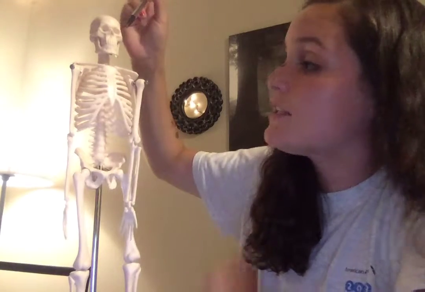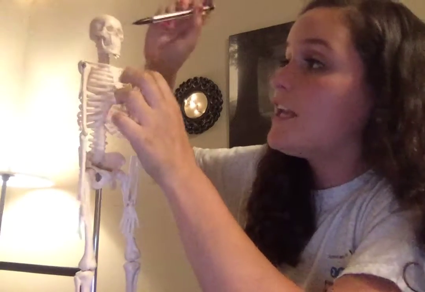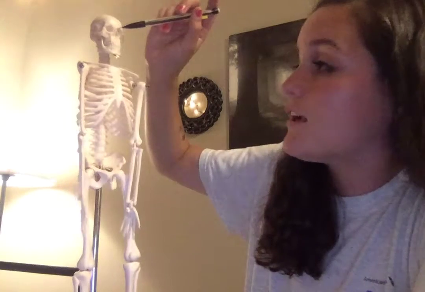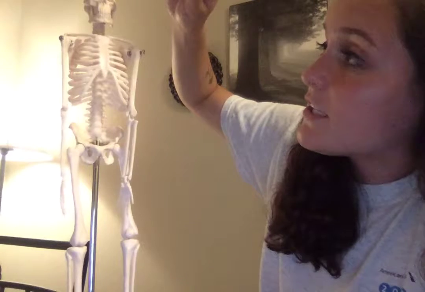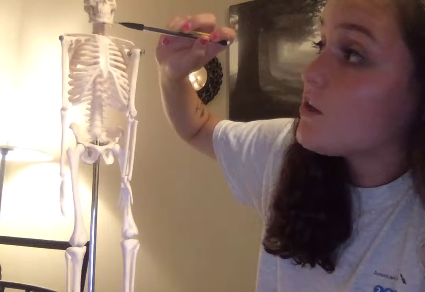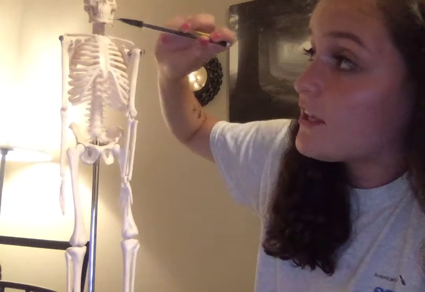Headed back up top, we have our frontal belly located up here, our temporalis is located on the side, nasalis is located right here, we have our masseter located on the side, and then we have our orbicularis oculi, and then we have our orbicularis oris down here that is around the mouth.